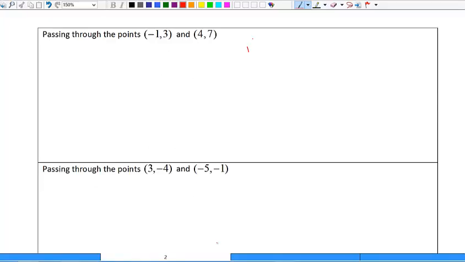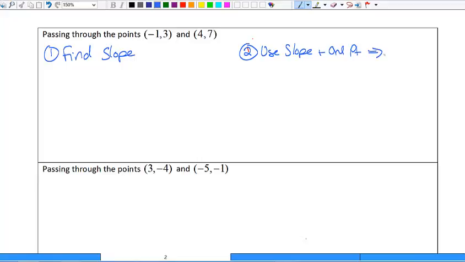So here's an example where you're just given 2 points. My game plan, step 1, is to find the slope. My step 2 would be to use that slope and 1 point to get an equation using the point-slope form, like I already did, and then I need to clean it up a bit just like I already did.